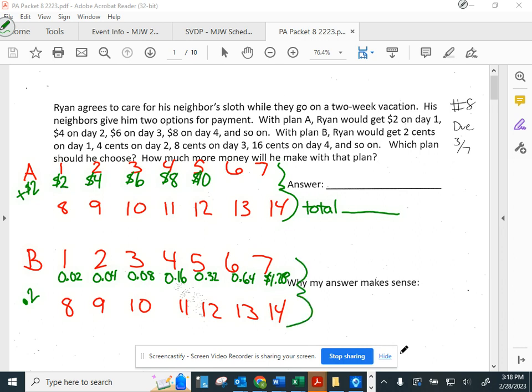And you want to add them all up to get a total of what he's going to have by the end of 2 weeks. So you're going to see a difference. There's going to be a healthy difference in the amount that he earns with plan A and with plan B. We have 2 questions to answer. Which plan should he choose, and how much more money will that plan make? So take the bigger number that he's going to get and subtract out the smaller number to see how much more money he makes.